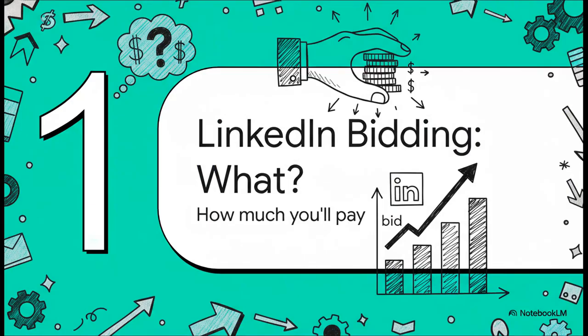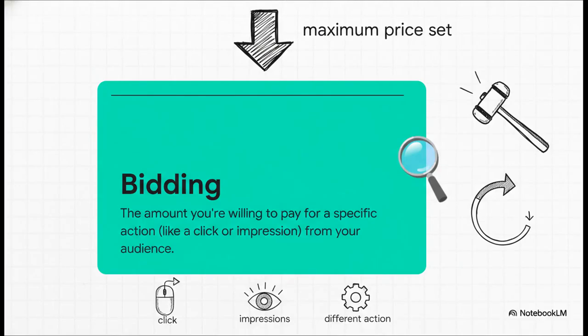So what even is bidding? First things first, let's break down what bidding actually means in simple terms. At its core, it's the process where you tell LinkedIn exactly how much you are willing to pay for a specific action. Essentially, you're setting a maximum price. This could be for a click, for 1,000 impressions, or for some other specific action. Your bid is what determines just how competitive your ad will be in the auction.